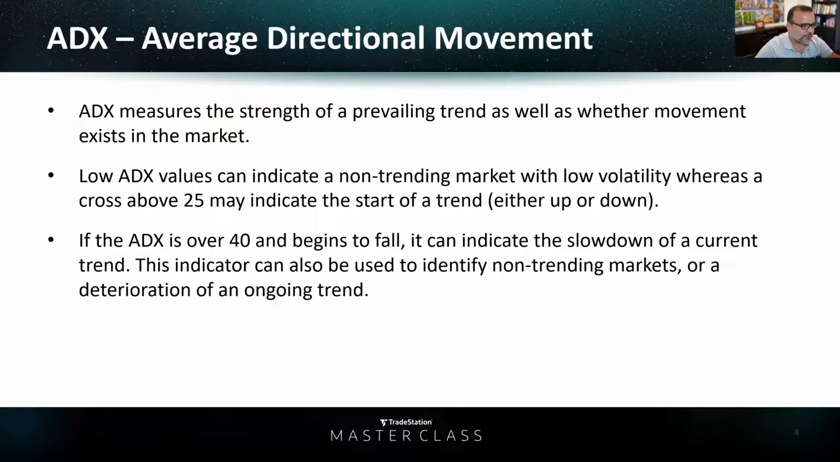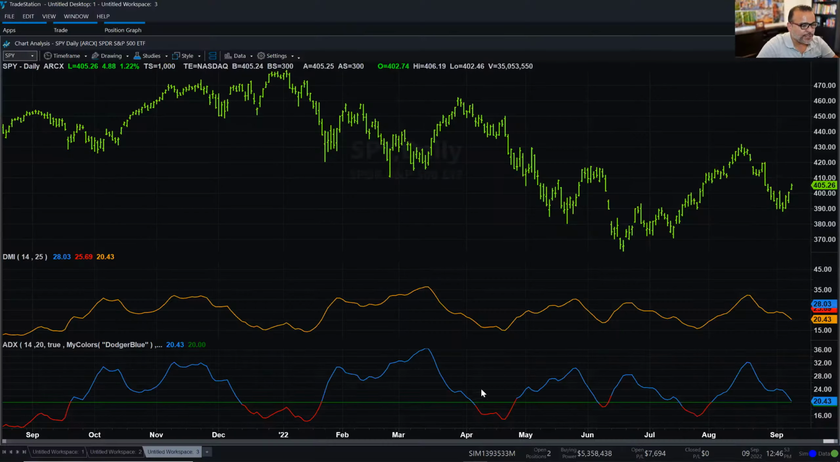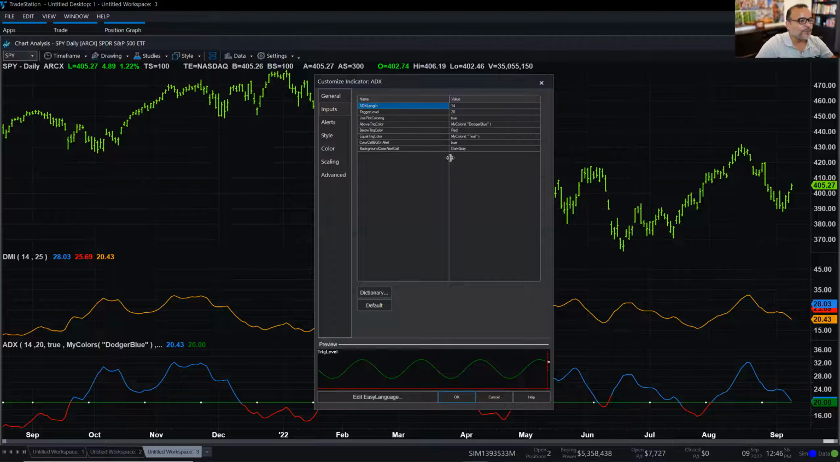So those are the two extremes. Now it's referencing a value of 40. Let me switch over to my TradeStation and set this to 40.